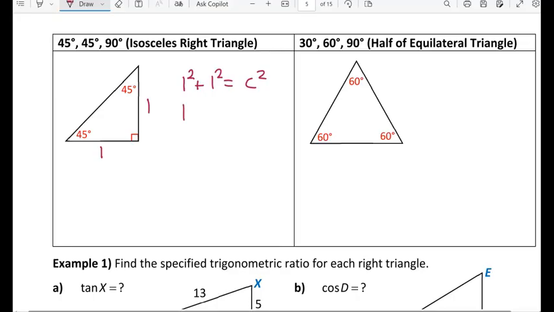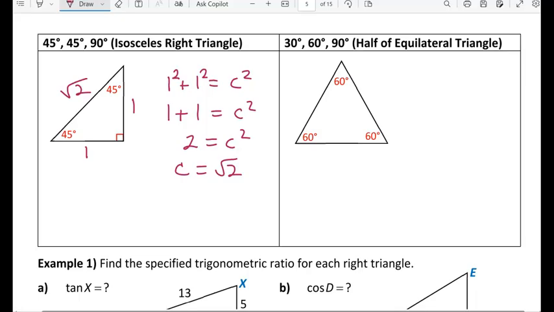So 1 squared is 1, which gives us c squared is equal to 2, and c is equal to the square root of 2. If we want to find a missing side in another isosceles right triangle, it's going to be real helpful to know this triangle. We can use a similar triangles ratio proportion to solve for a missing side. Now a 30, 60, 90 triangle is a little trickier.